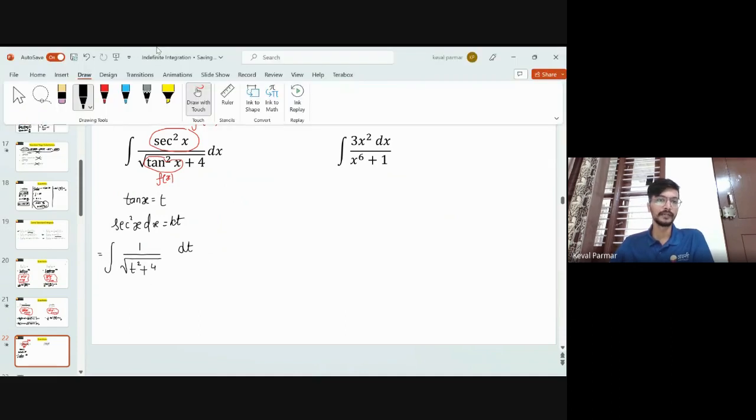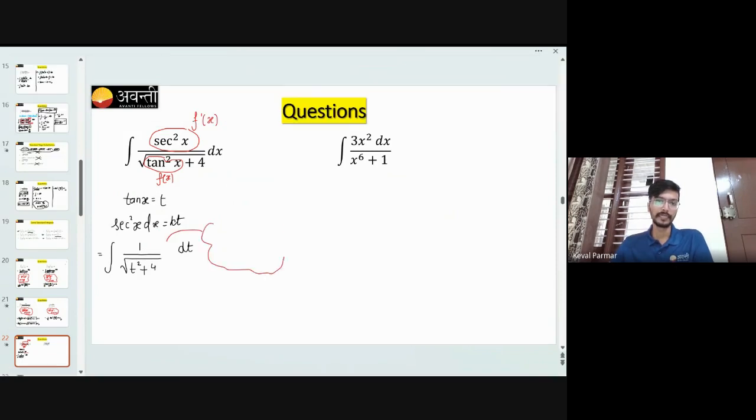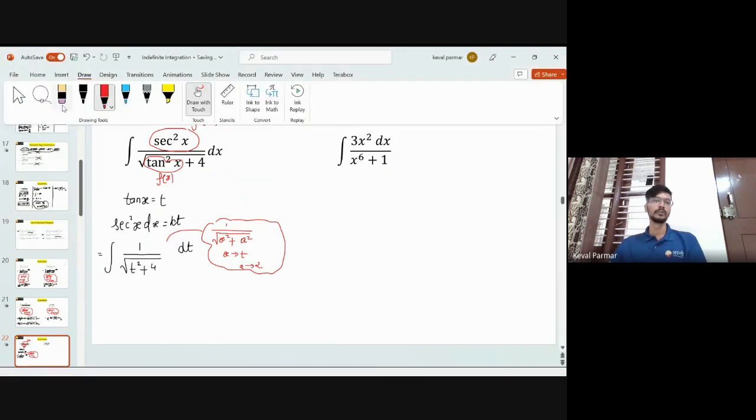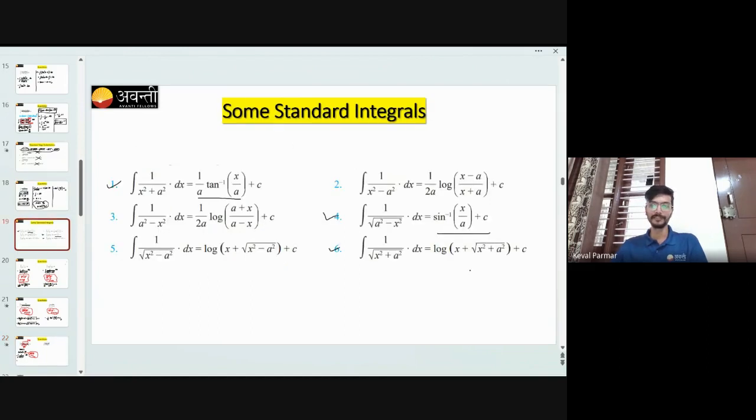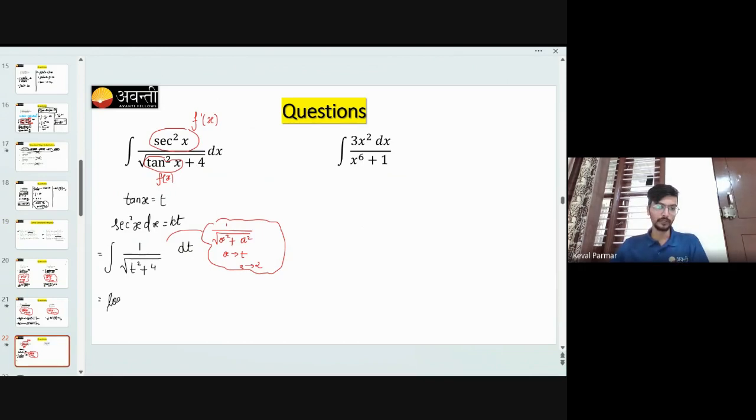Now, how does this look like? This looks like 1 upon under root of x square plus a square. Got it? In place of x we have t, and in place of a we have 2. So simple. Do you remember the formula for this? Log of x plus under root of x square plus a square. That means log of t plus under root of t square plus 4 plus c.